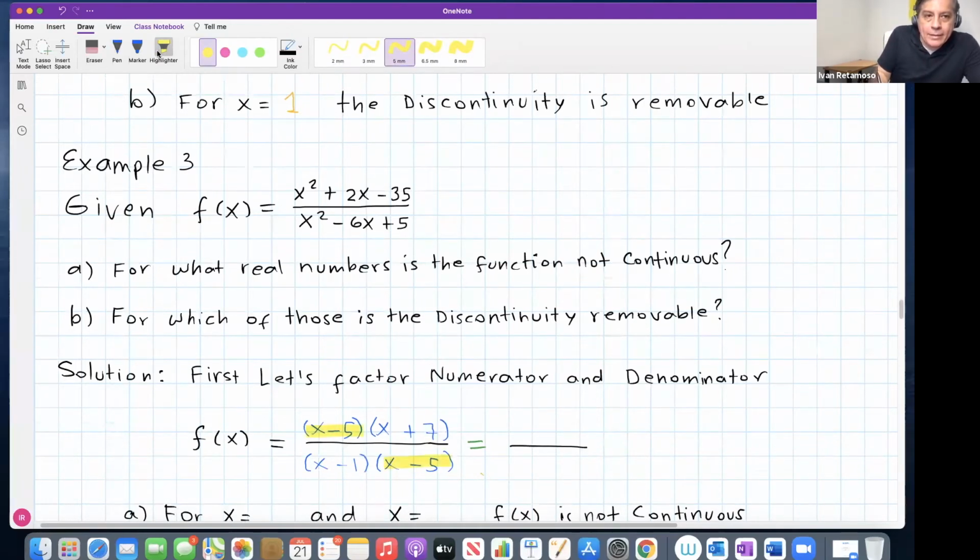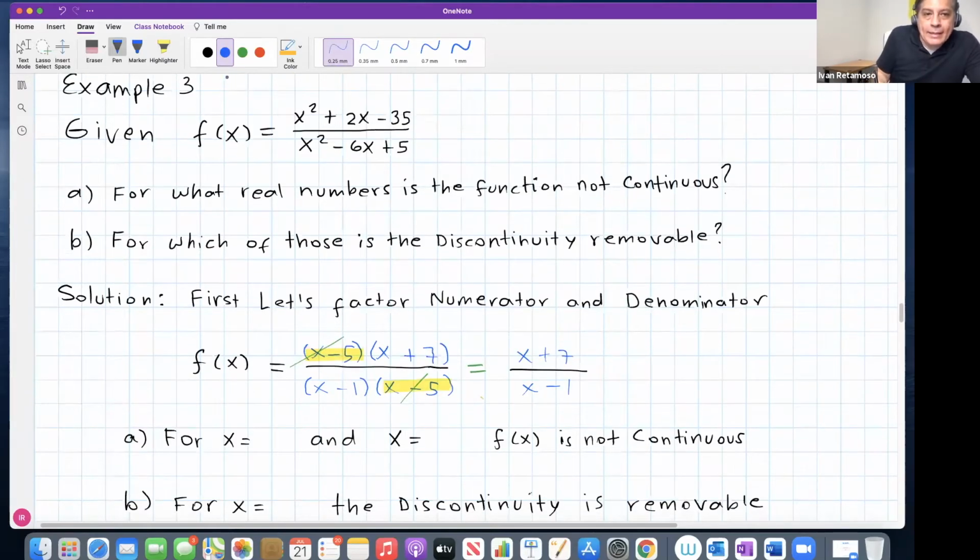So you cancel them. But what stays? Well, x plus 7 over x minus 1, right? So the discontinuities are, again, take the opposite of this. Opposite is minus 1 here, so plus 1. And opposite of this, 5, right? These are the discontinuities.